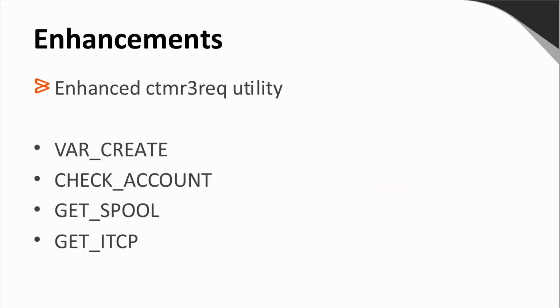Let's talk about the command line utility CTMR3rec. This utility has been improved in version 8, and new options were added. We listened to our customers who wanted to check the account status in batch mode, and now this is available. With this new option, it's no longer required to validate the SAP account manually from the Control M Configuration Manager, the CCM, and you can check it in batch mode and run it within a job, for example.